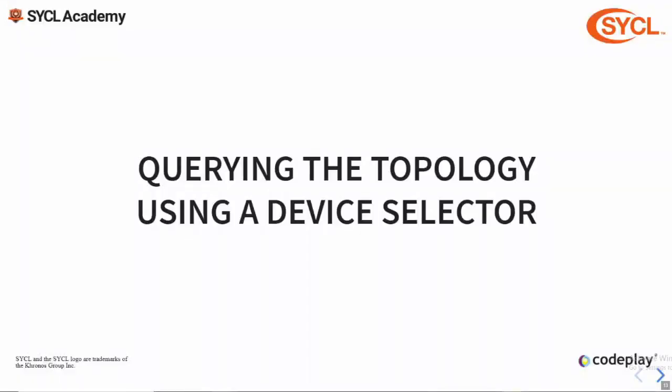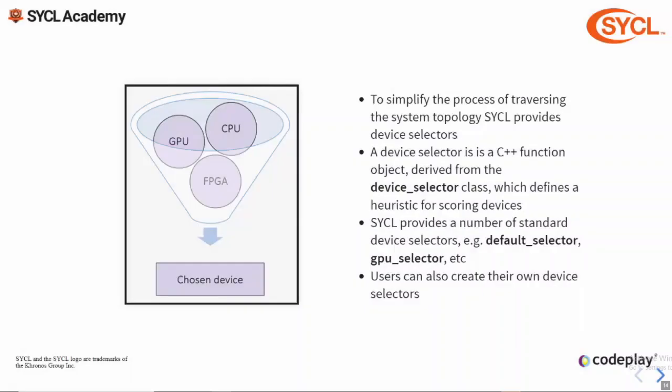Next, we're going to look at how to traverse the topology using device selectors. To simplify the process of traversing the topology and selecting a device, SYCL provides the device selector mechanism. A device selector is a function object which inherits from the device selector class. A device selector provides a heuristic for scoring devices. SYCL provides a number of standard device selectors, but users can also create their own custom ones.